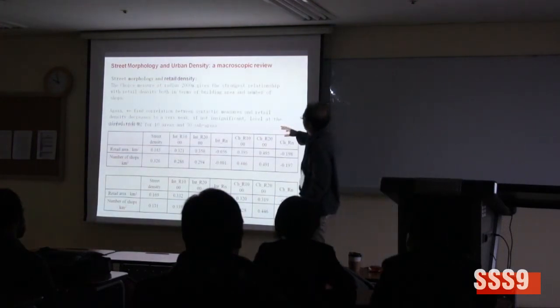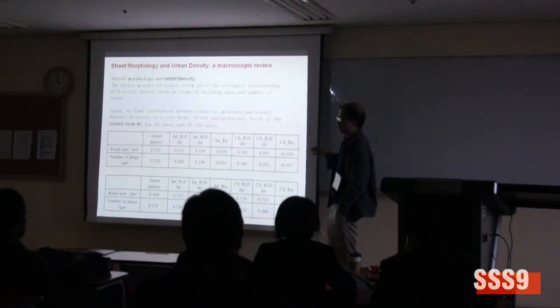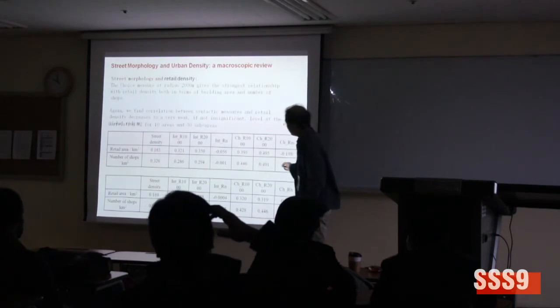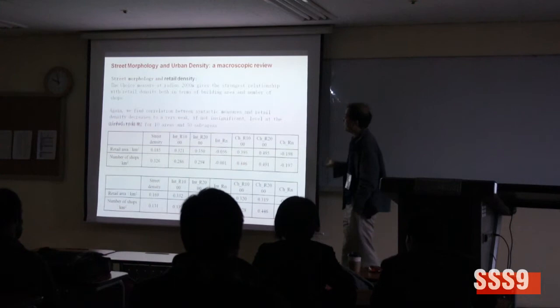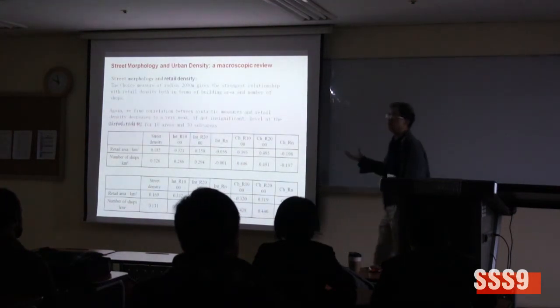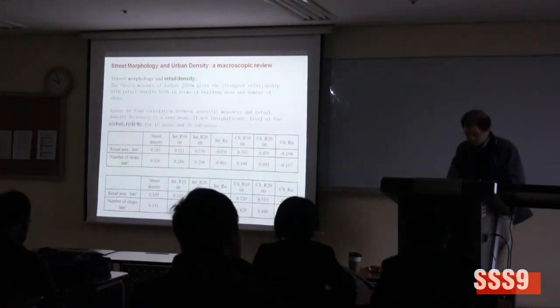There is a similar trend for the correlation between street morphology and retail density. The highest correlation is given by a radius of 2,000 meters, either for the density of the number of shops or the density of shopping floor areas.